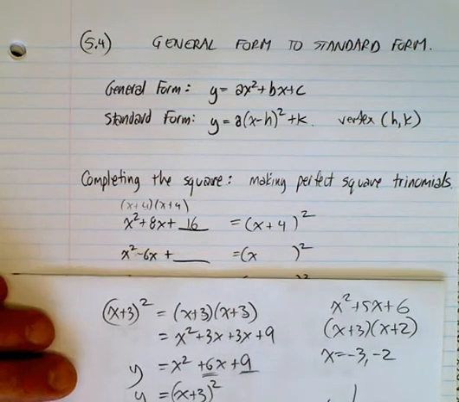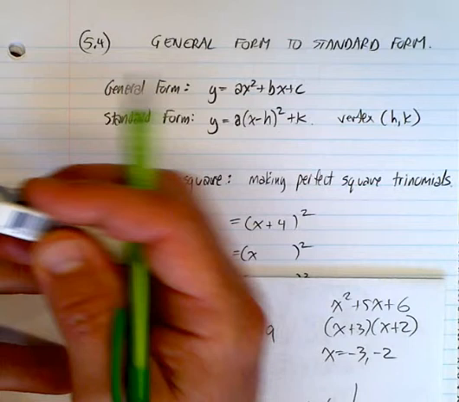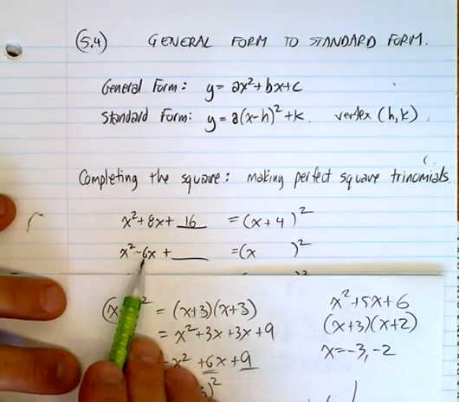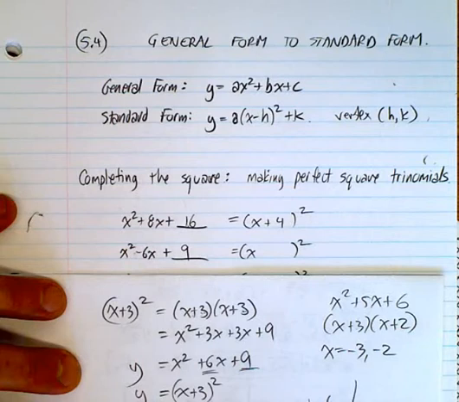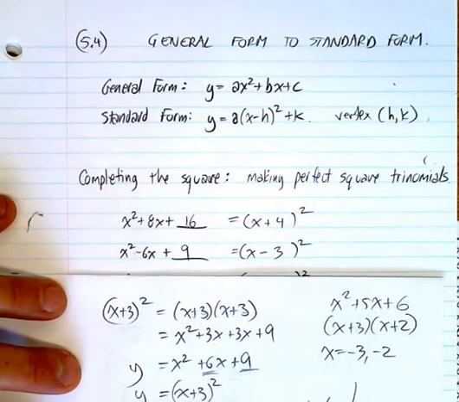Let's look at another one here. The process is exactly the same, okay? If you understand what's going on, great. If you don't, this is what you need to do. You take your middle number, you take half of it. Half of 6 is 3, square it, that's 9. There's your perfect square trinomial, and that means that it's x minus 3 all squared.